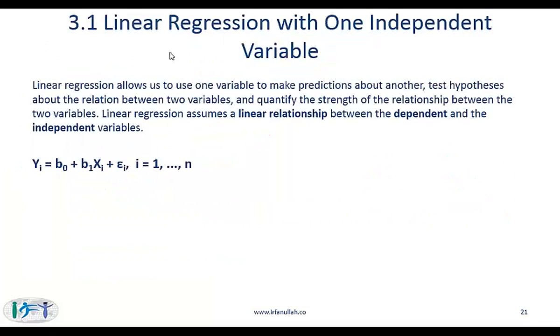All right, linear regression with one independent variable. I'll read the basic definition from the curriculum. Linear regression allows us to use one variable to make predictions about another. So that is one utility of linear regression. Test hypotheses about the relation between two variables. That's another utility. And quantify the strength of the relationship between the two variables. Alright, so that's what linear regression is used for.